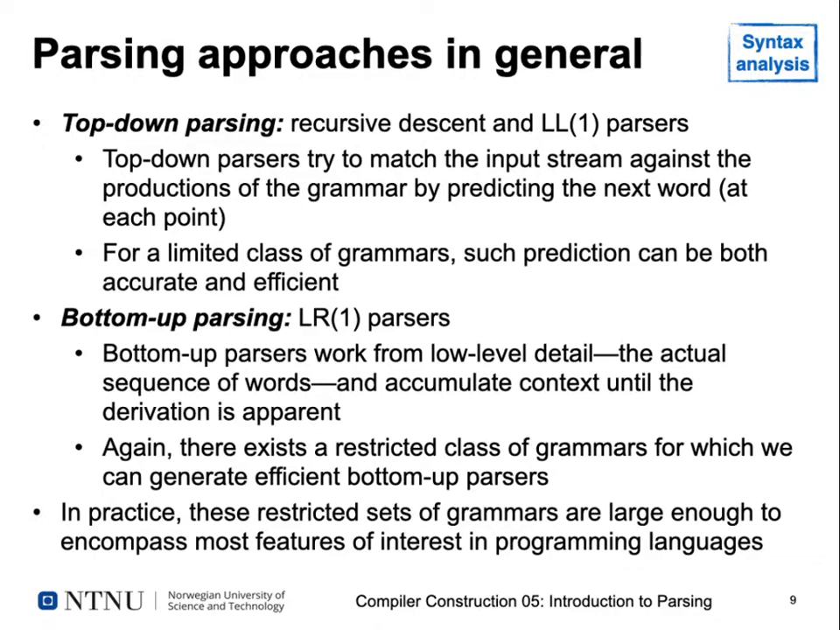Top-down parsers try to match the input stream against the productions of the grammar by trying to predict the next word at each point going through our token stream. Essentially, it goes through our grammar and tries to figure out what can be the next symbols or tokens that can appear. If one of these tokens appears, it can proceed. If another token appears that's not predicted by the grammar, then it flags an error. For a limited class of grammars, such a prediction is both accurate and efficient.